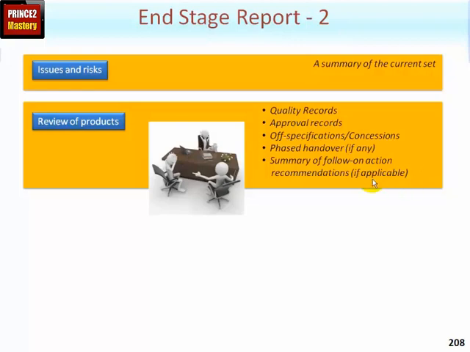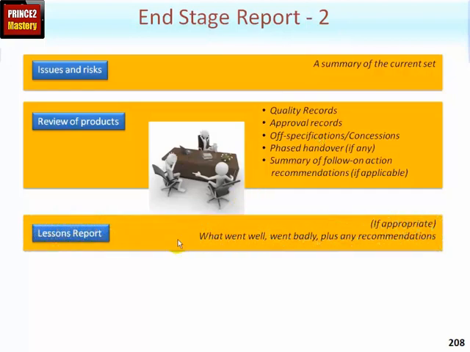When the closing a project process is used, then follow-on action recommendations will be generated, a report by the project manager to show any loose ends that still need to be resolved. If any products have been passed over to the operational area, then follow-on action recommendations should be prepared, but only if that's the case. In other words, if this was the end of a stage where no products had been completed or passed over, the only thing you'd expect to see in this section would be quality records, approval records, and off specifications and concessions.